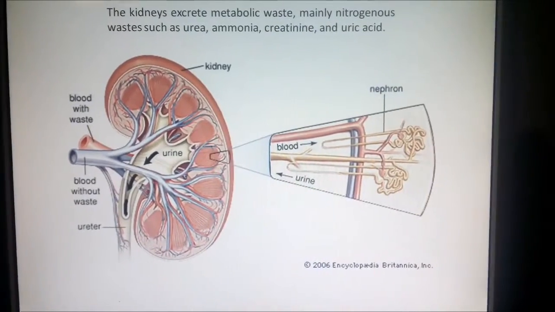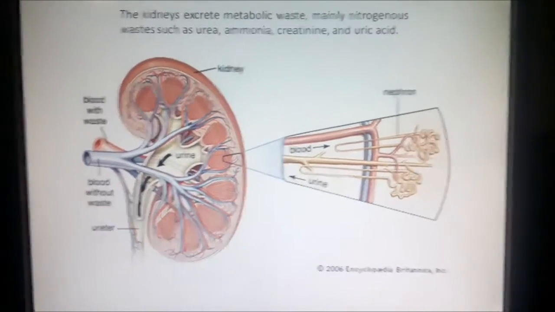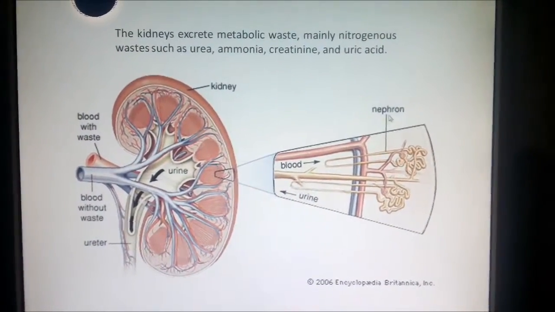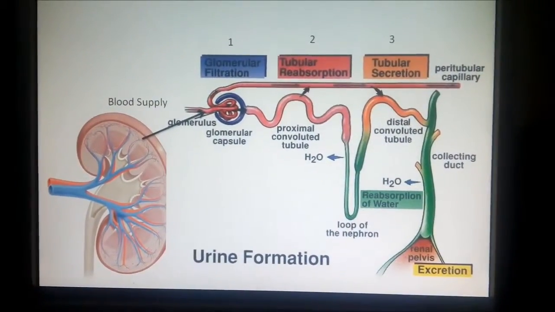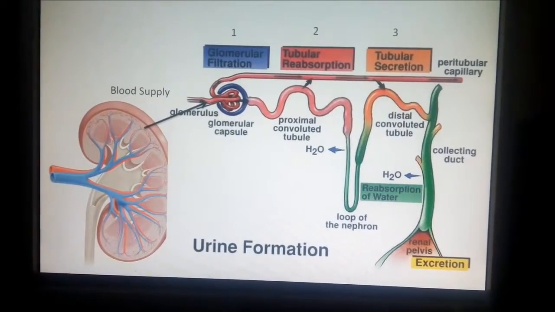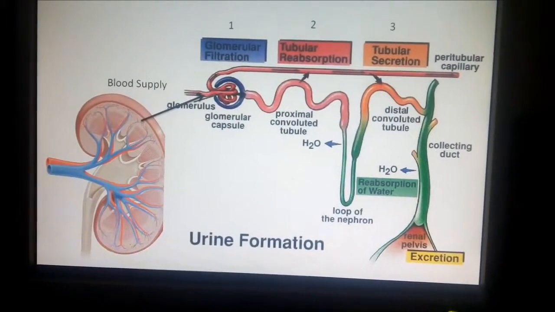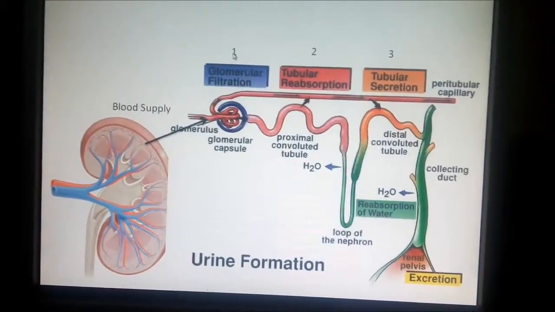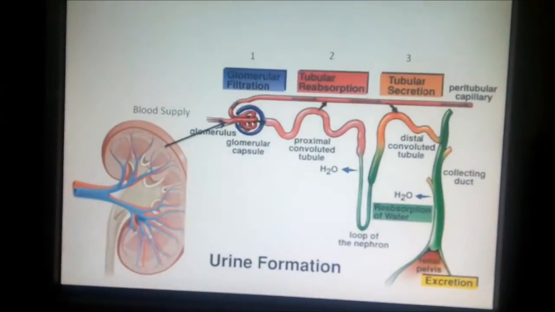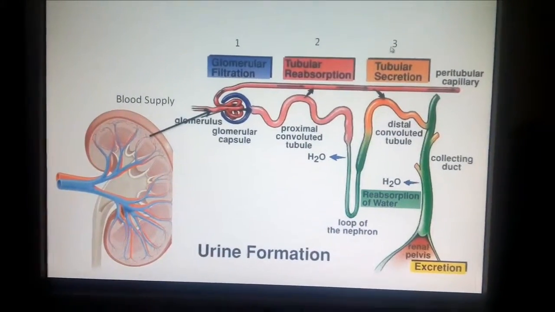Inside of the kidney, there are nephrons, which are the structures in charge of producing urine. The process of urine formation starts in the nephron with the blood supply, and it has 3 steps: 1, 2, and 3.